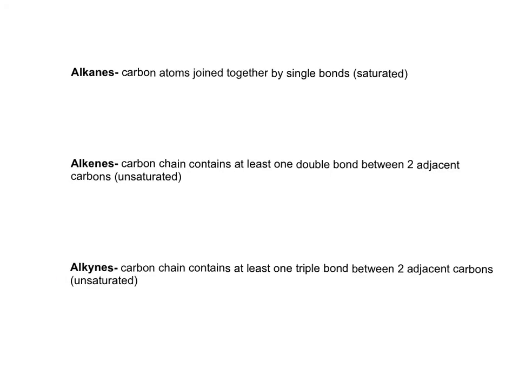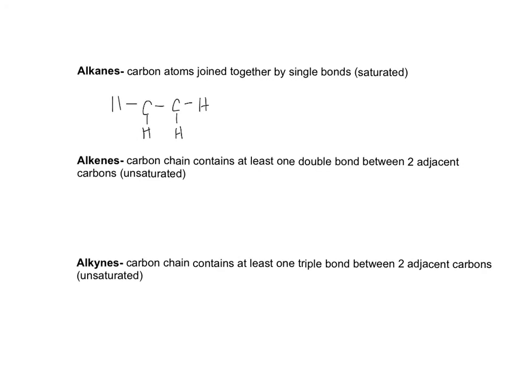Okay, alkanes. These are carbon atoms joined together by single bonds. These are considered to be saturated because each carbon is bonded to the maximum number of different atoms. So each carbon has 4 bonds and none of them go to the same atom.